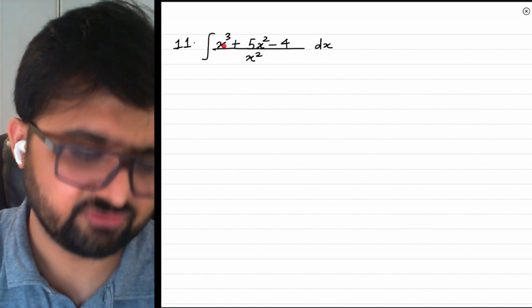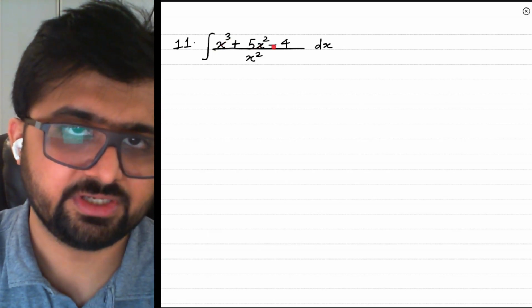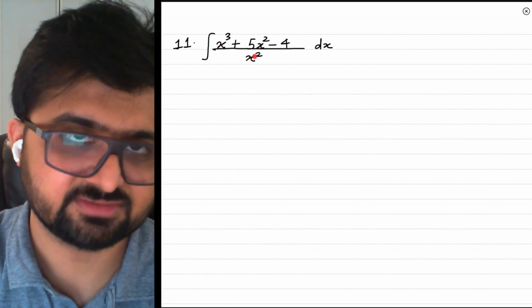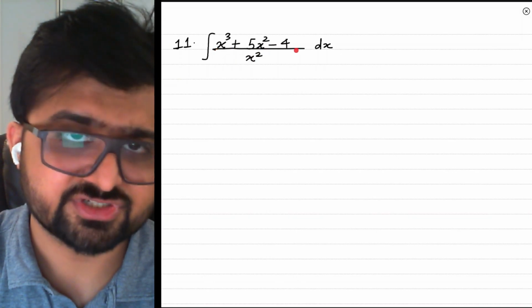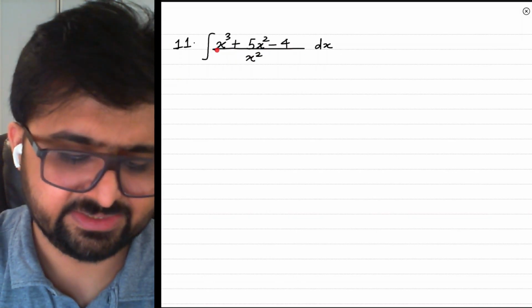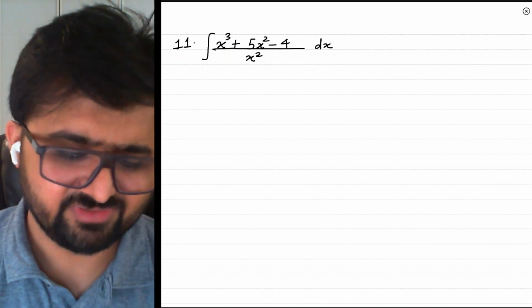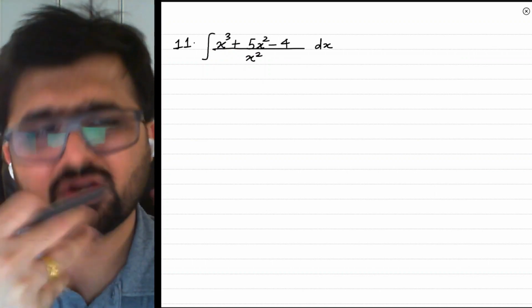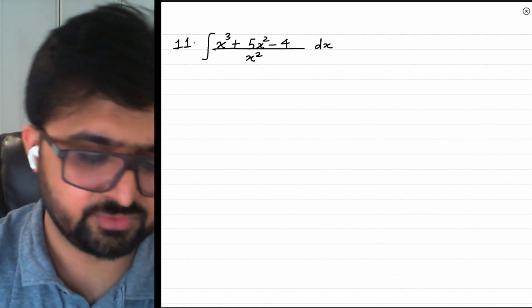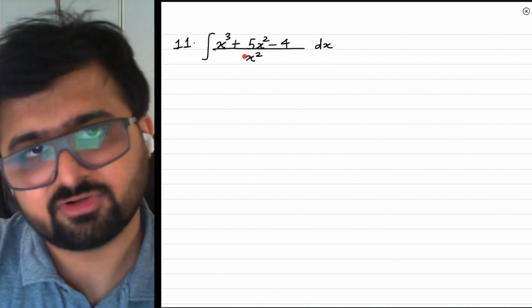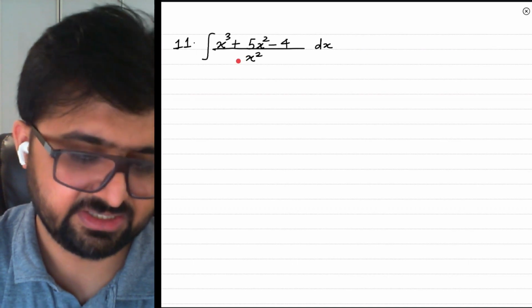It says integral of (x cubed plus 5x squared minus 4) divided by x squared. Now remember that there is a division here. We cannot directly integrate a division. There is no division rule in integration as such. So whenever in integration you have a term which you cannot integrate, the general rule is you apply some algebraic or trigonometric simplification technique.